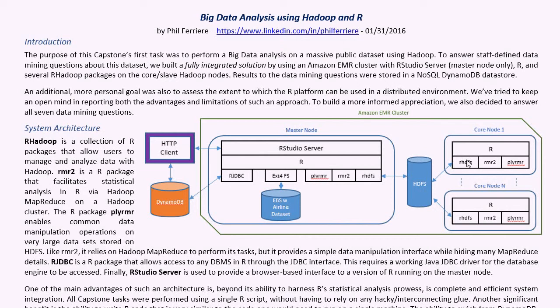On the nodes, we have pretty much the same packages: R and those packages. We don't have the server because we don't really need to interface with the core nodes. And on the master, we also have RJDBC, which is an R package on top of the Java Database Connectivity interface, so we can talk to basically any database. And I'll actually show you the request we run against DynamoDB, but on an RStudio client, at home.